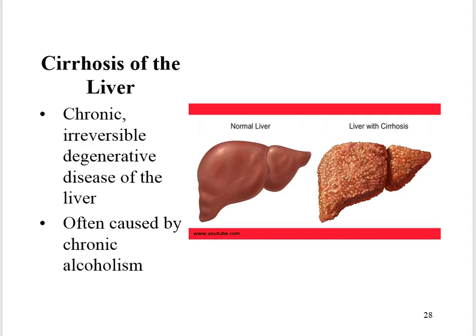This is a chronic, irreversible, degenerative disease of the liver. It's often caused by chronic alcoholism. It's a consequence of repeated trauma inflicted onto hepatic tissue by toxins, infectious agents, metabolic diseases, and circulatory disorders. The hepatic cells become necrotic, causing a change in liver structure that impairs the flow of blood and lymph.